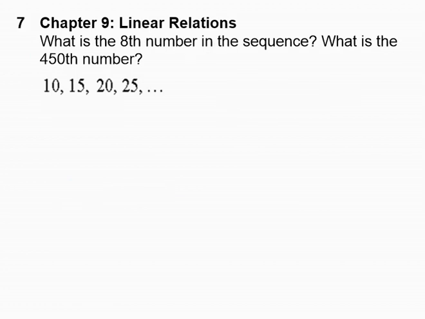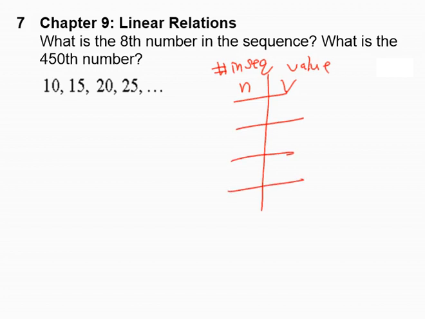Question 7, what's the 8th number in the sequence? Again, the hint was you needed to create a table of values. On Monday, we said that n is going to be the number in the sequence, and v is going to be its value. So the first number in the sequence, which is right here, has a value of 10. The second number is 15. The third number is 20. And the fourth number is 25.